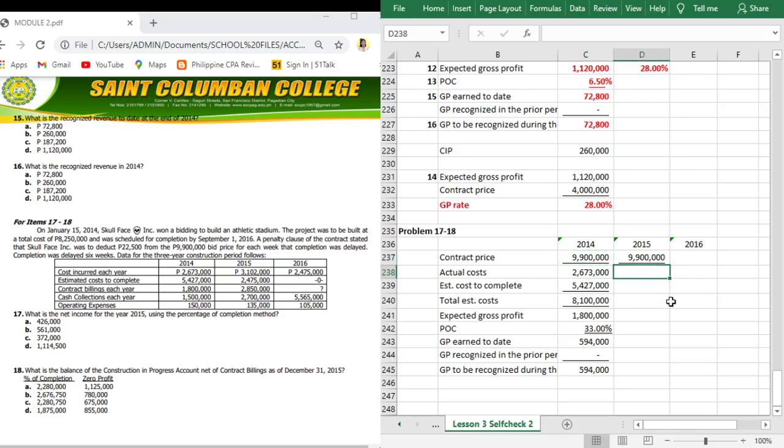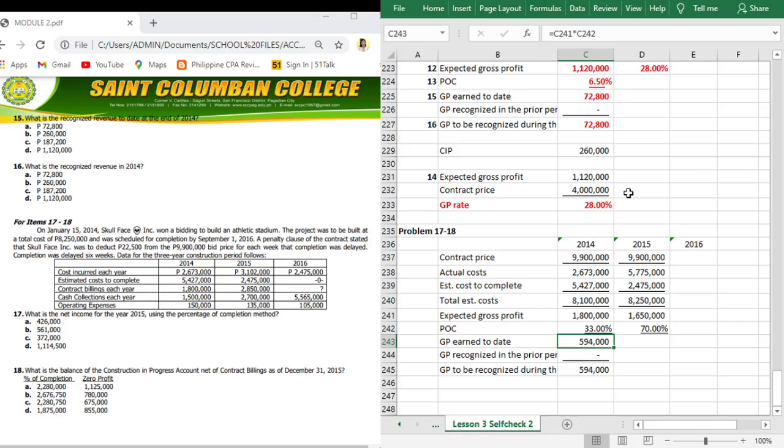But the actual cost is now 3,102,000. Pero, for 2015 na. So, dapat to date man, so we will add that 2014. And then, the estimated cost to complete is 2,475. Okay? So, pila man ang ato ang total estimated cost? That is 8,250,000. For the expected gross profit, 9,900,000 minus 8,250,000, that is 1,650,000. Percentage of completion, actual cost divided by total estimated cost, that is 70%.